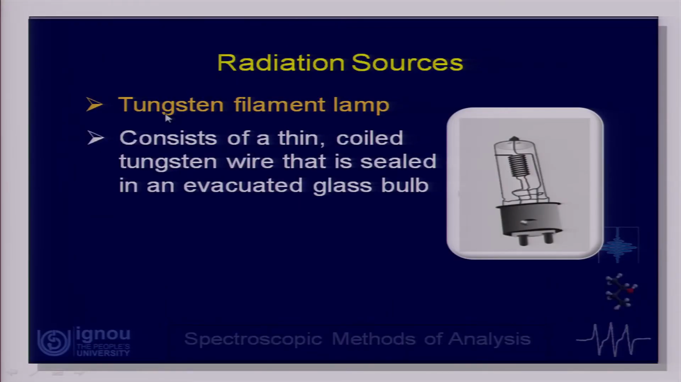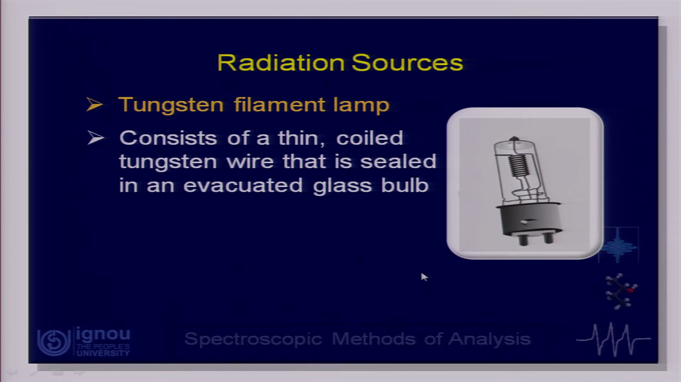When we come down to the visible range, what we use is what is called a tungsten filament lamp. This is a very common lamp. Essentially, this consists of a thin coiled tungsten wire that is sealed in an evacuated glass tube. That means you have a glass tube which is evacuated, then a coiled tungsten wire, and then there are electrical inputs.